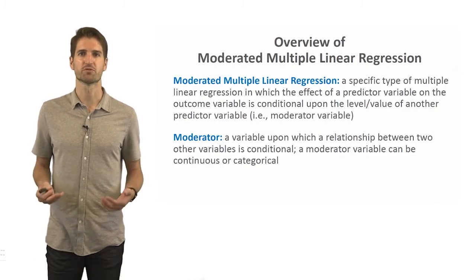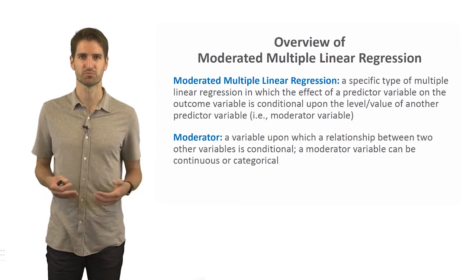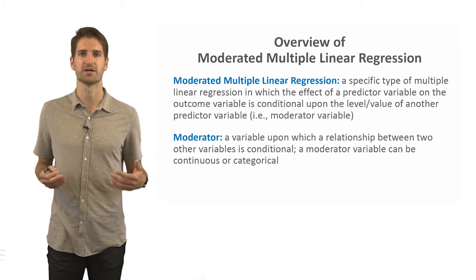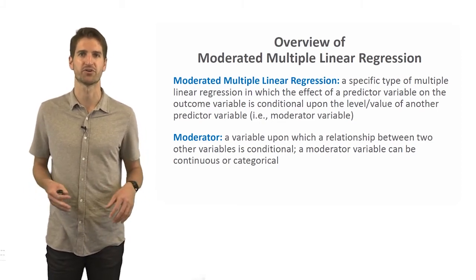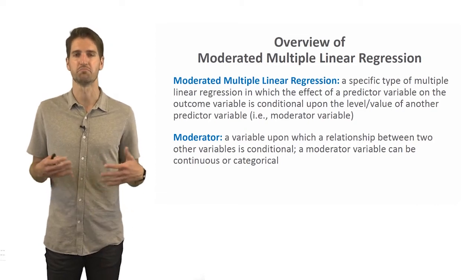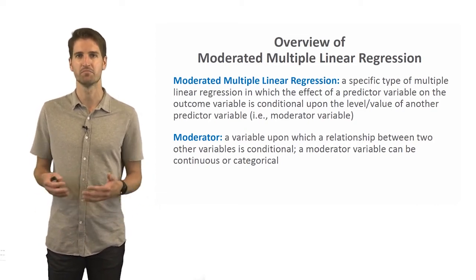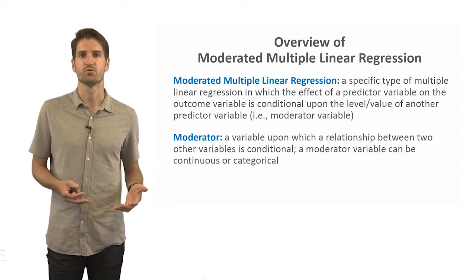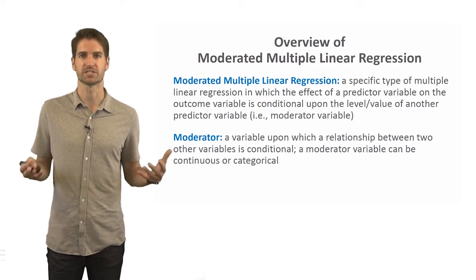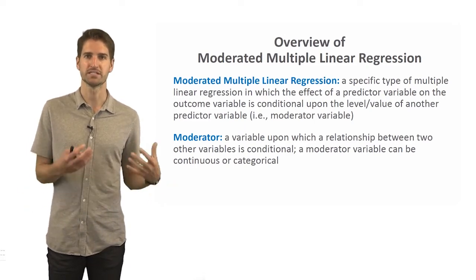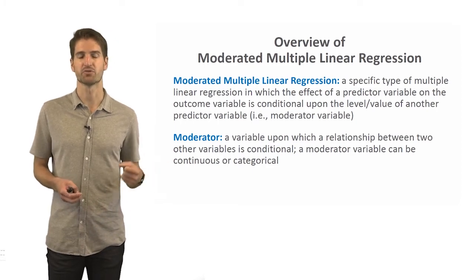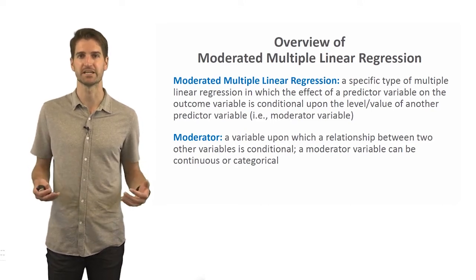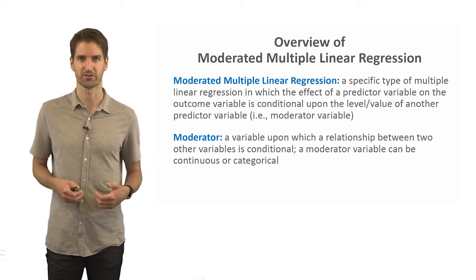So moderated multiple linear regression, as I mentioned, is a specific type of multiple linear regression in which the effect of a predictor variable on the outcome variable is conditional upon the level or value of another predictor variable. And this other predictor variable we often call the moderator variable. Again, hence the name moderated multiple linear regression. So a moderator is simply a variable upon which a relationship between other variables is conditioned. So in other words, it's a conditional variable. So let's say the relationship between x and y is conditional upon the level of variable z. That would be z as a moderator variable.